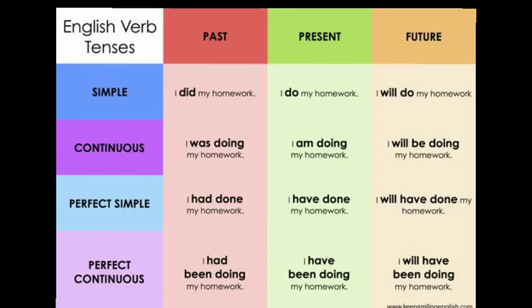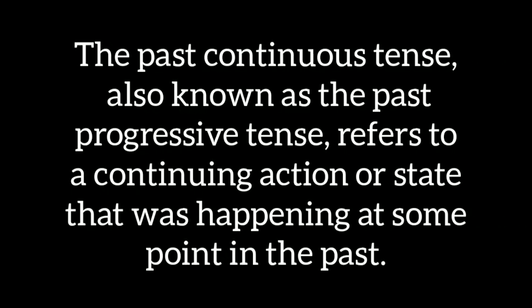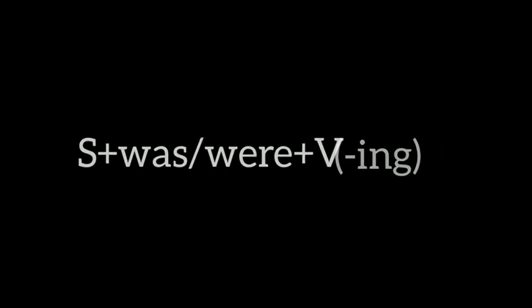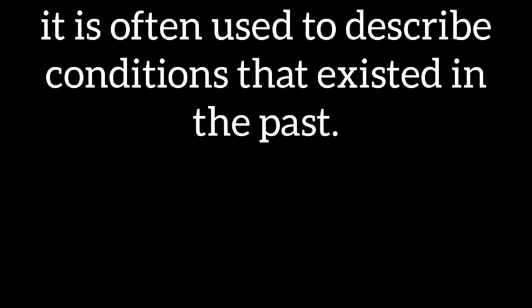Now let's move on to the next form, that is past continuous. The past continuous tense, also known as the past progressive tense, refers to a continuing action or state that was happening at some point in the past. The past continuous tense is formed by combining the past tense of to be with the verb's present participle, that is the ing form. There are many situations in which this verb tense might be used in a sentence.